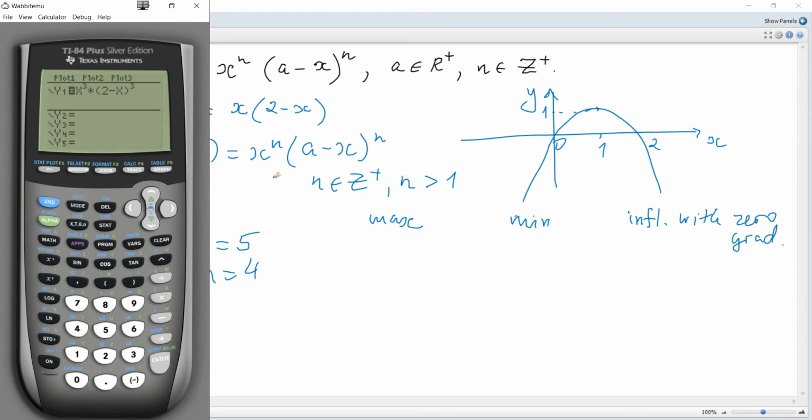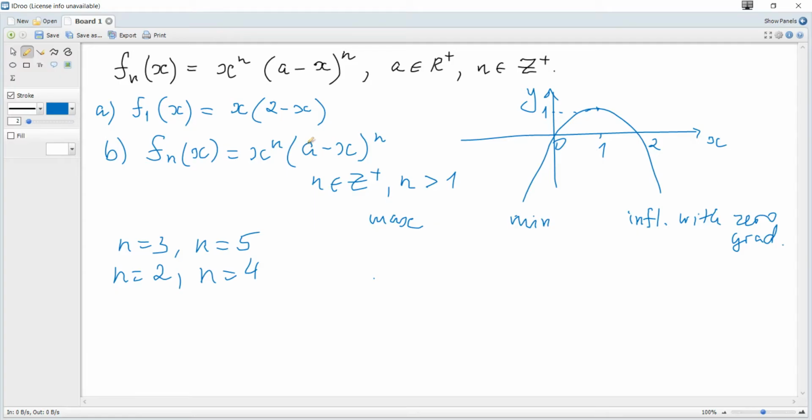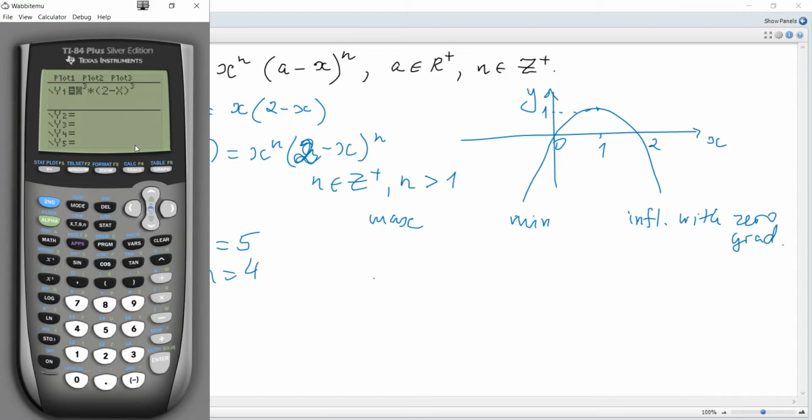Y is, and we consider a given function x to the power of n times (a minus x) to the power of n, and it is given for a and b. A is 2, so we consider a to be equal to 2, and for n is 3, we get x cubed multiplied by (2 minus x) cubed, and a window graph, and we can see that there is only one maximum point and 2 points of inflection with 0 gradient at this point and this point.